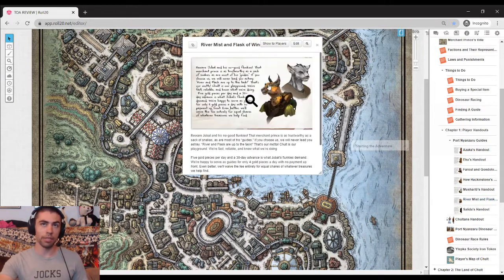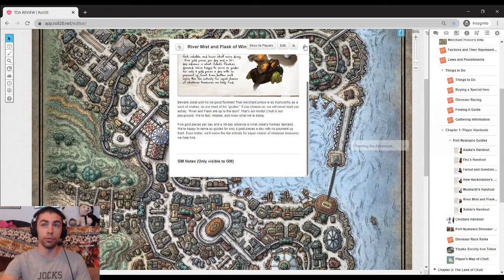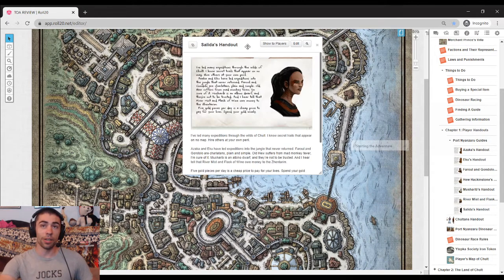Next up, we have River Mist and Flask of Wine. These two tabaxi kind of skirt the laws. They are willing to charge a lot less, only 4 gold a day. Almost all the other ones have 5 gold a day. So only 4 gold a day seems pretty dope, and no payment up front. But they are skirting the laws, and they are working with the seedier people of the city. They're working with the Zhentarim, and could potentially backstab the party if the party is not aligned with the Zhentarim or other forces.